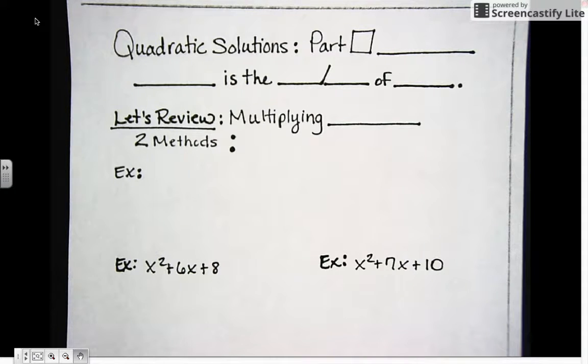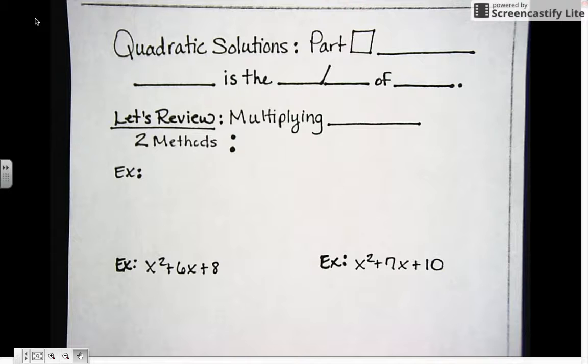And if you notice the top of your paper, it says quadratic solutions, Part, and I think this time we should be on Part 4, correct? So we're going to go ahead and start with this one. And this is a new method. And remember on the notes from quadratics, there were 3 different methods. So we're going to go with this one.